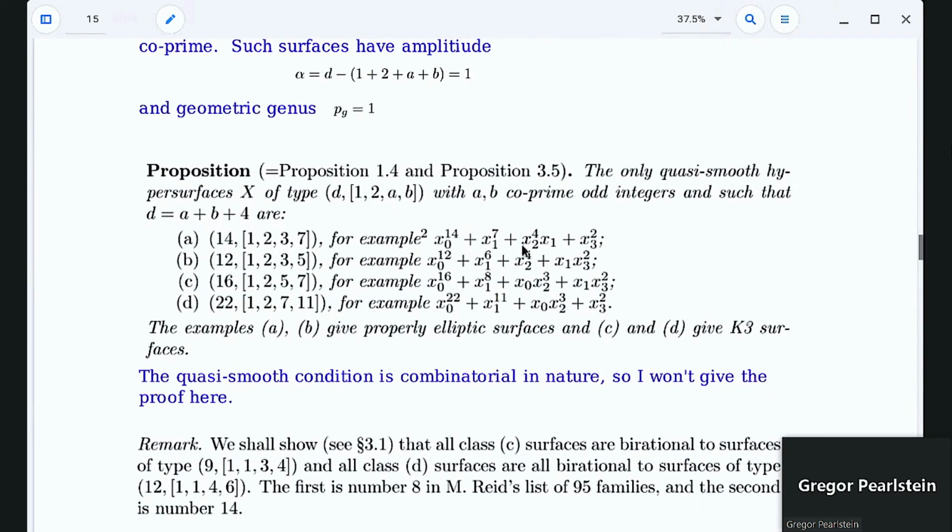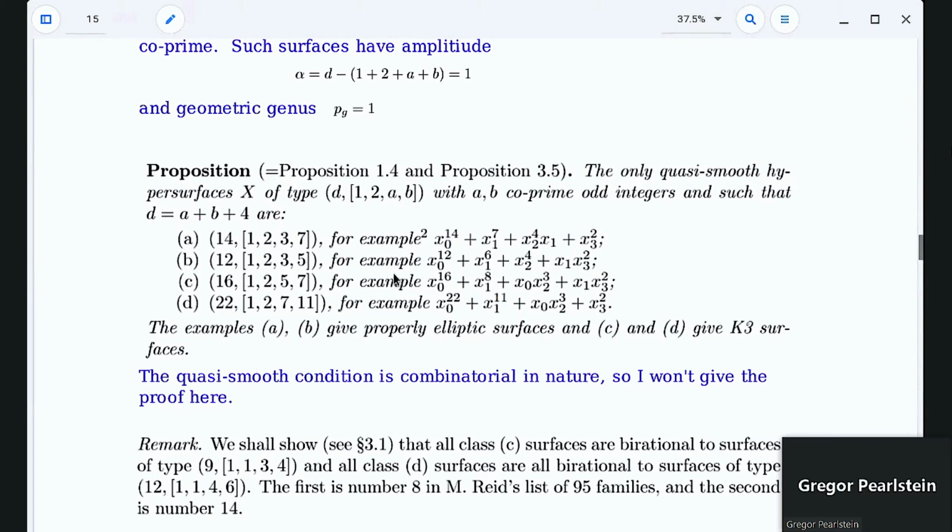So maybe I say, okay, x0 is going to be degree 1 always, x1 is going to be degree 2 always, x2 is degree A, and x3 is degree B. Now what can we say about the list that appears? The examples A and B give properly elliptic surfaces, not K3 surfaces, whereas cases C and D give K3 surfaces. Now they all have 1.